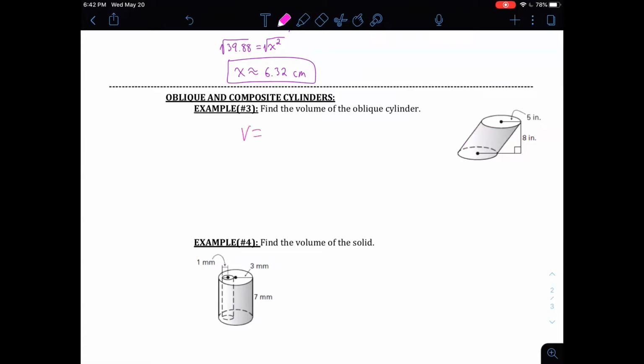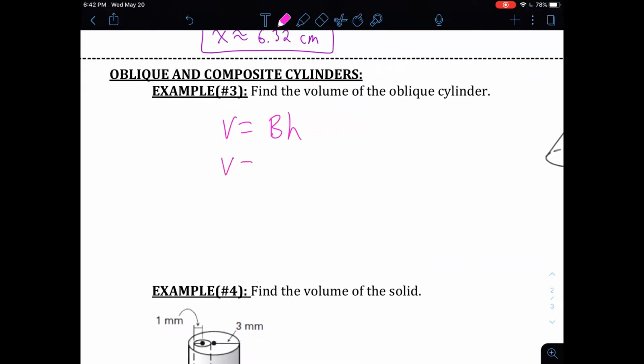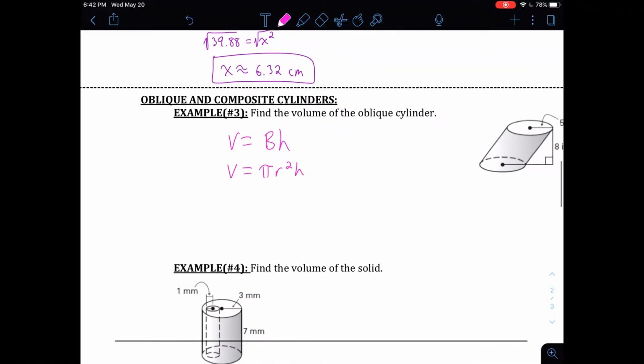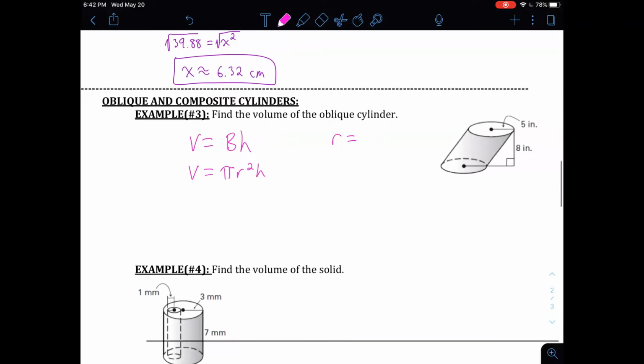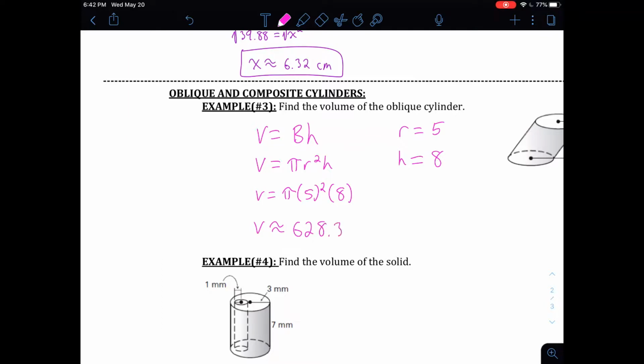So we're still going to do volume equals base times height, which for a cylinder is actually pi r squared times height, because the area of a circle is pi r squared. So what's the radius of this cylinder here? Radius is 5. And what's the height of the cylinder? 8. So we're going to do volume equals pi times 5 squared times 8. So volume is going to be approximately, once we multiply that, 628.32 cubic inches.